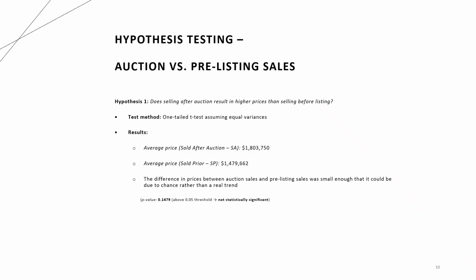Now, in this analysis, our hypothesis test found no statistically significant difference between the prices of properties sold after auction versus those sold before listing. While properties sold after auction showed a higher average price, this suggests that the difference is likely due to random variation rather than meaningful price advantage. This result indicates that auctions do not necessarily command higher prices and that other factors such as demand and location play a greater role in determining the final sales value.